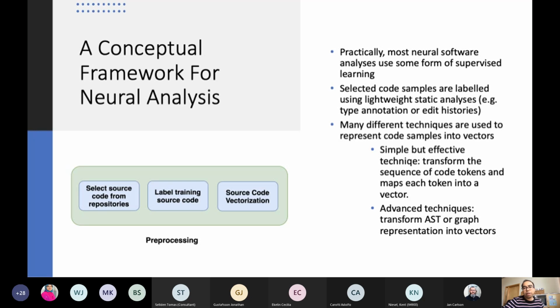Other techniques leverage the fact that code has a well-defined and unambiguous structure, such as abstract syntax trees or control flow graphs, and so on. And these techniques map the nodes of such a tree or graph into vectors, and then they aggregate those vectors to yield a representation of the graphs or the trees. We'll see a few of them later.